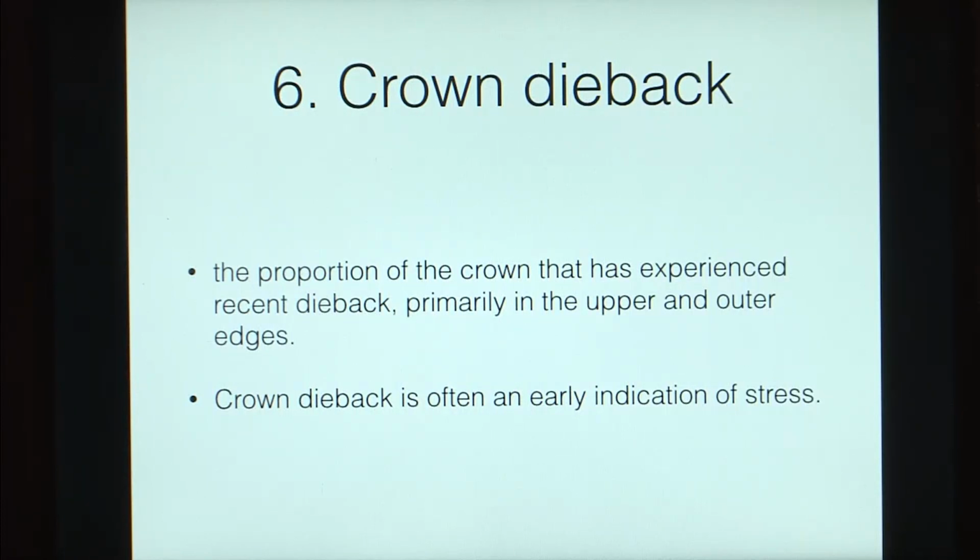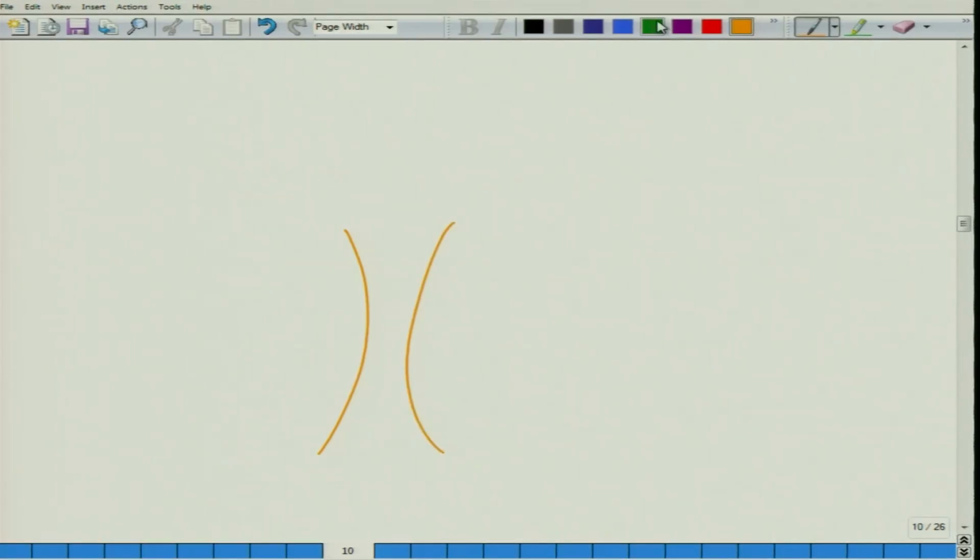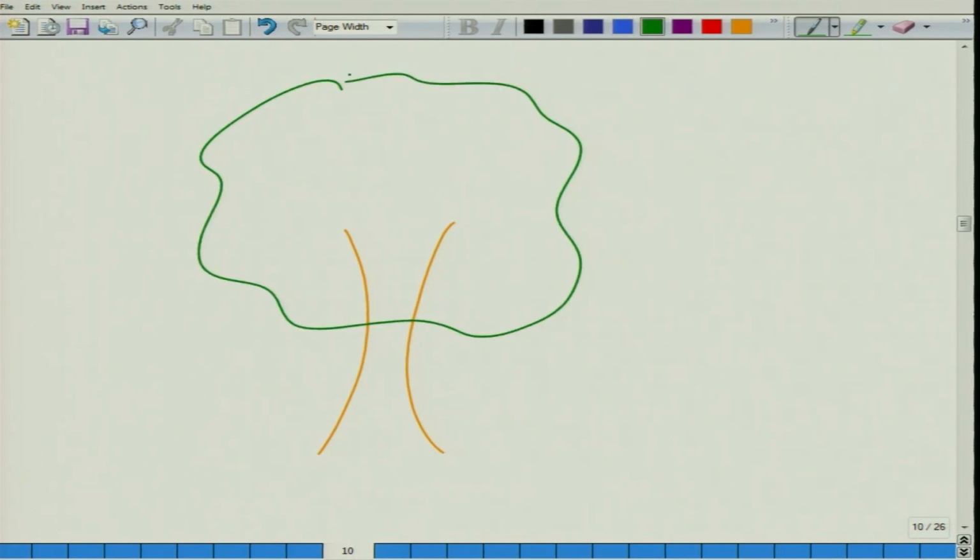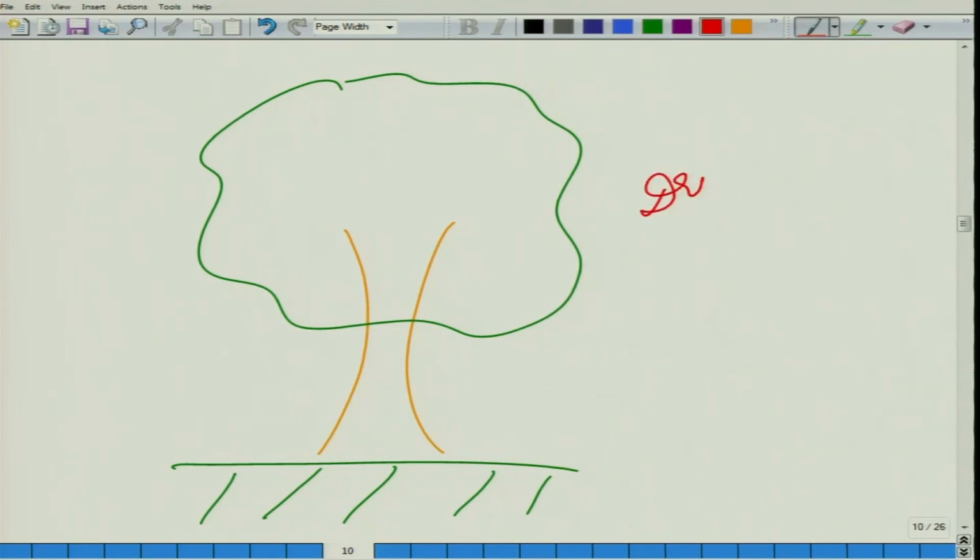So, when a tree begins to die, for instance if this is your tree and suppose you give it any form of stress, suppose this area is suffering a drought, in the case of a drought, this tree is going to start dying from the top towards its base. Which is why it is called a dieback.